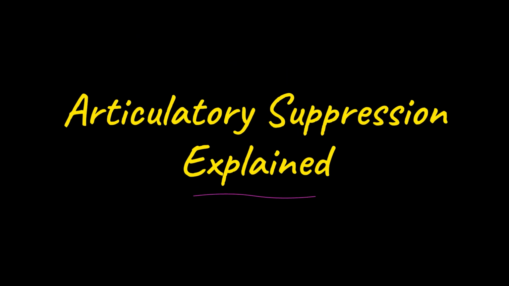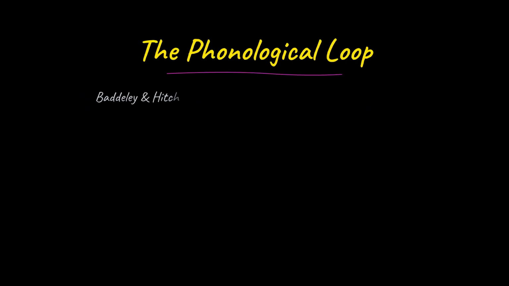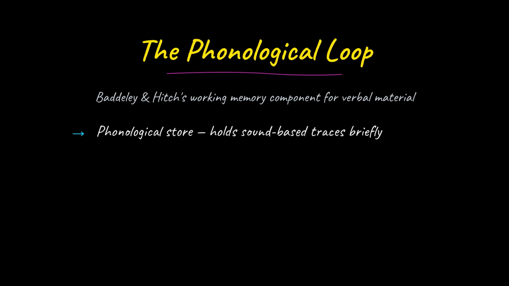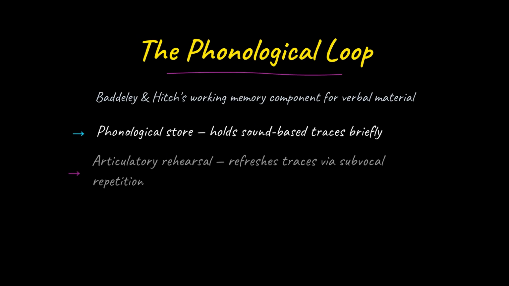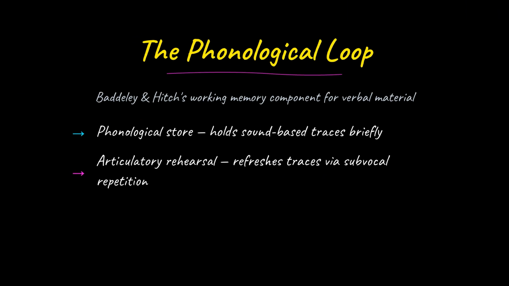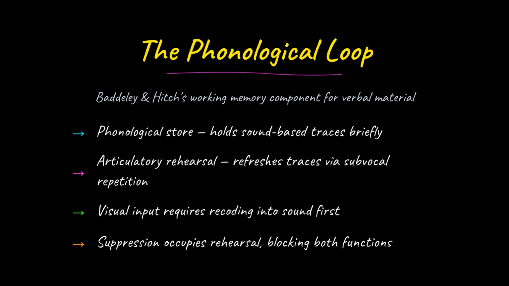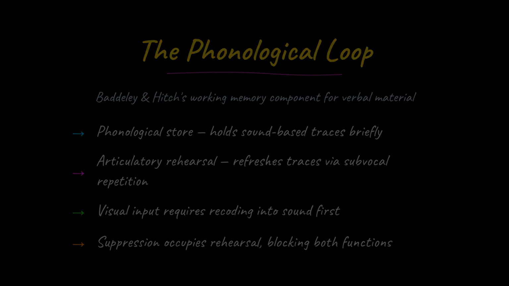Articulatory suppression is a technique where participants repeat an irrelevant sound out loud while memorizing something else. It's one of the most powerful tools in working memory research because it targets a very specific part of the system. The phonological loop has two parts, a store that holds sound-based memory traces and a rehearsal process that refreshes them. Articulatory suppression works by keeping the rehearsal process busy with irrelevant speech, so it can't do its normal job.